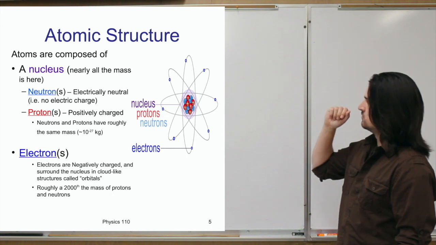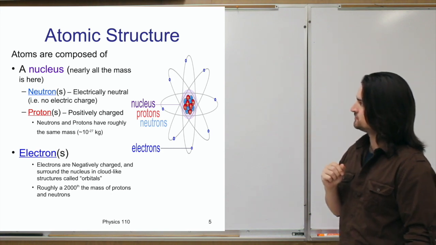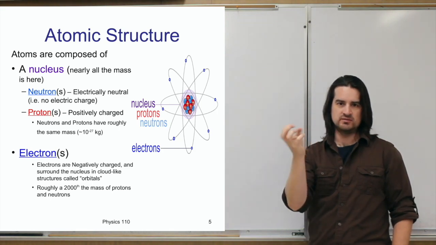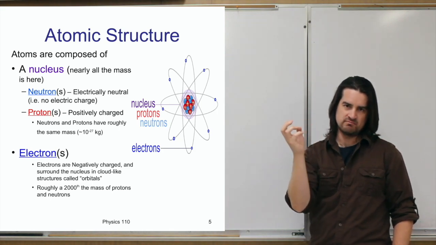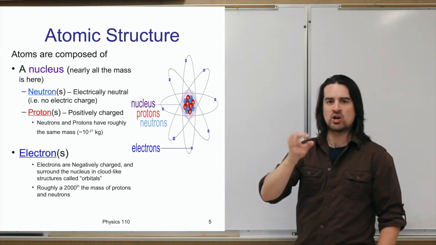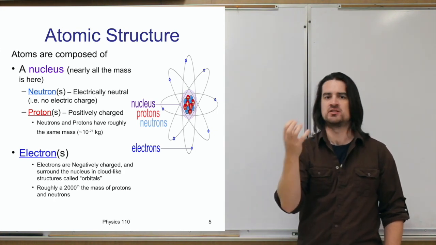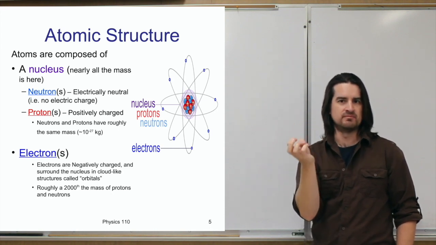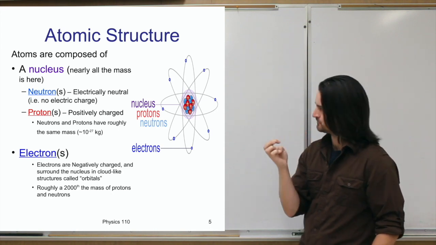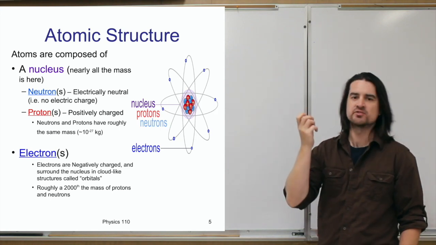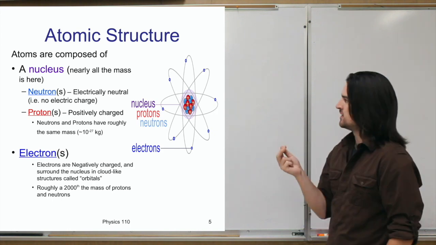So what makes up an atom? Well, like I said in the last slide, there's that central thing in the middle of the atom, which we call the nucleus. Pretty much all of the mass of the atom is confined in that nucleus. All the mass is really just in that middle central area of the atom. So what's in the nucleus? Well, there can be protons and there can be neutrons in the nucleus.